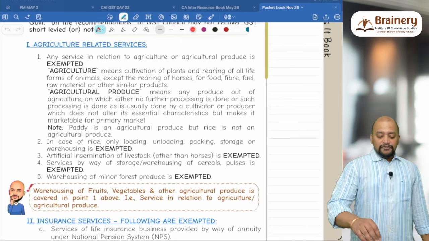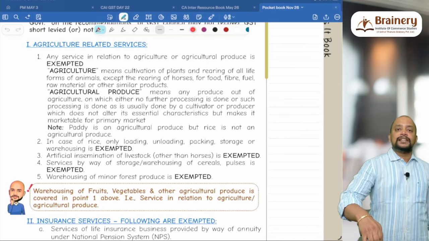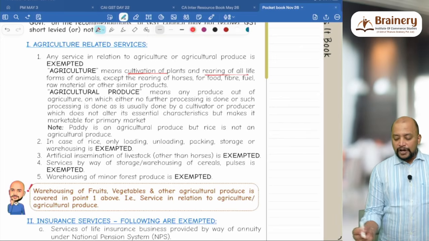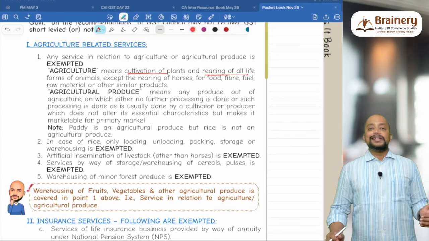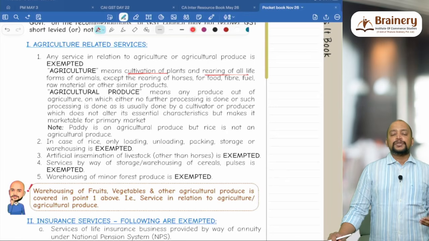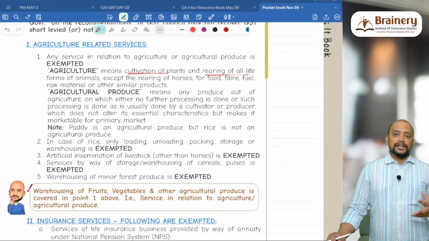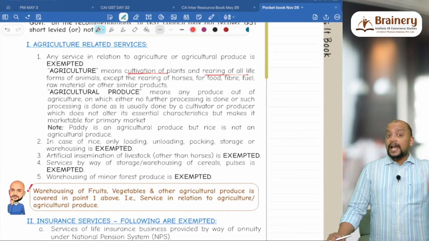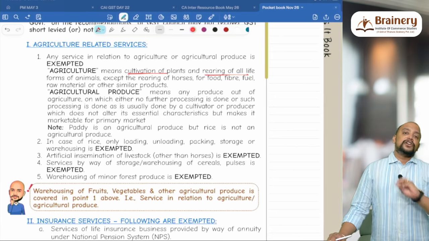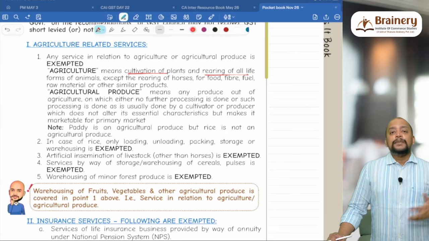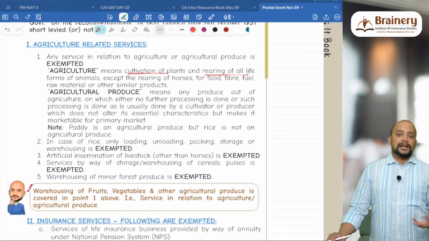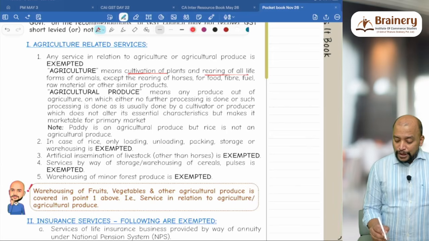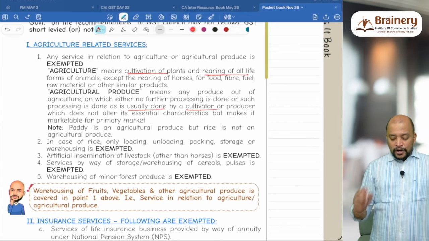For what purpose? For food, fiber, fuel, raw material or any other similar products. And it's not only cultivation of plants but also rearing of all life forms of animals. Then agricultural produce. Agricultural produce means what? The primary produce out of agriculture on which no process is carried out, or some process as is usually carried out by a cultivator, which does not alter its essential characteristics but makes it marketable for the primary market. That is known as agricultural produce. But the process should be usually done by a cultivator or producer.